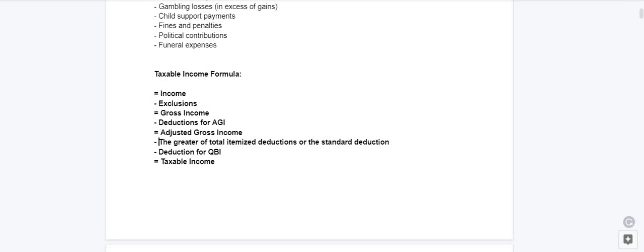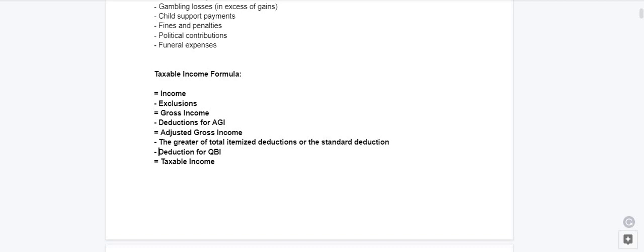So the IRS lets you take either the itemized deduction or the standard deduction, but you cannot take both of them. If you take the itemized deduction, you can't take the standard deduction, and vice versa. So you choose whichever deduction is greater in amount. I'll cover itemized and standard deductions in the next part of this series.